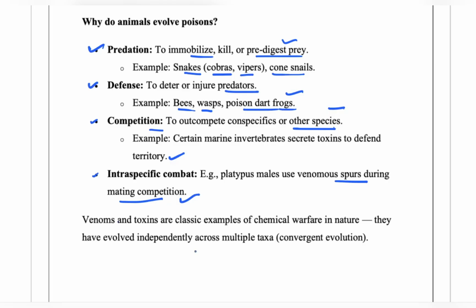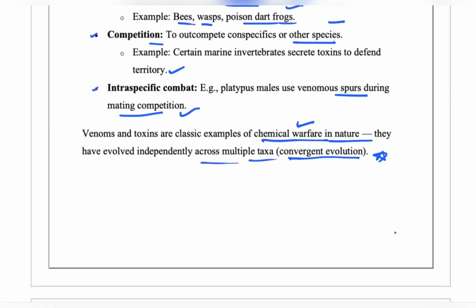So venom and toxins are classical examples of chemical warfare in nature, right? Naturally their body has it, so that means by default they are supposed to use it in a certain way. So they have evolved independently across multiple taxa. And what do you call this? This is convergent evolution. Different taxa have something similar that has evolved over a period of time, and this is called convergent evolution, right?